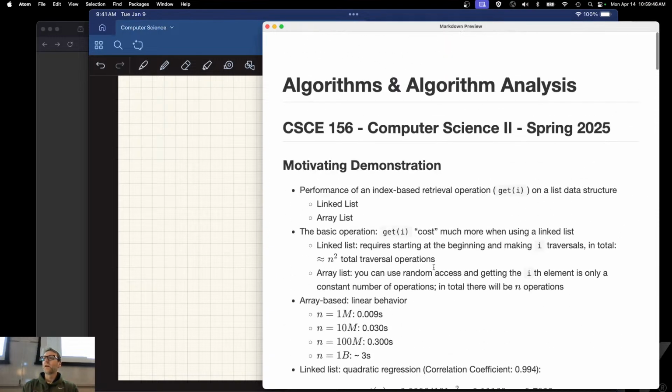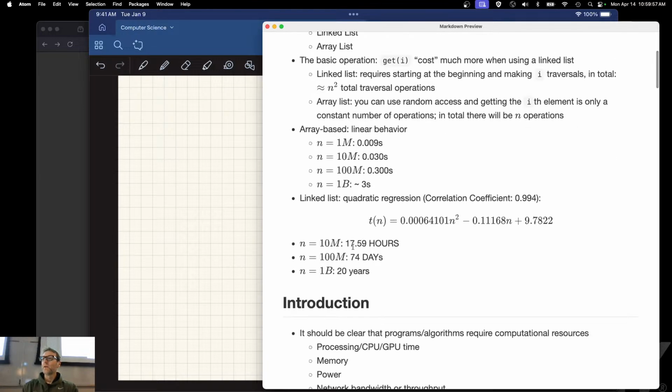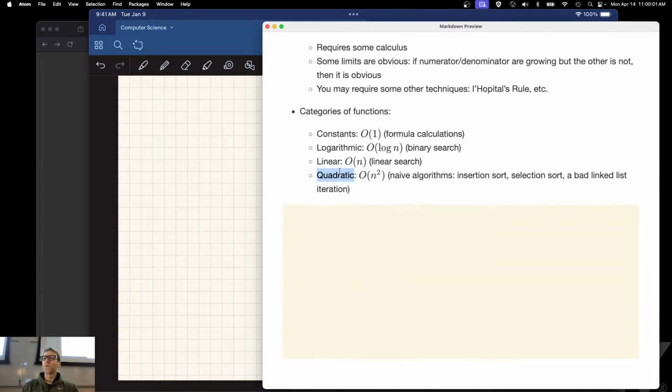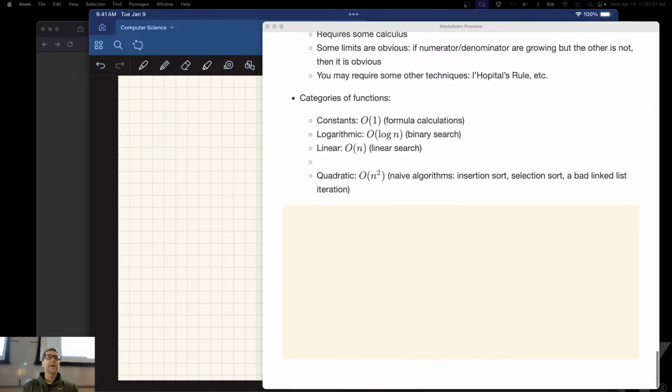Where we gave this motivating demonstration where, if you want to do this for 1 billion elements, it's going to take you 3 seconds for an array-based list, but it would take you, what? 20 years, because this is quadratic. Quadratic is not acceptable. Thankfully, there's something between linear and quadratic. We call it quasi-linear, that is almost linear.